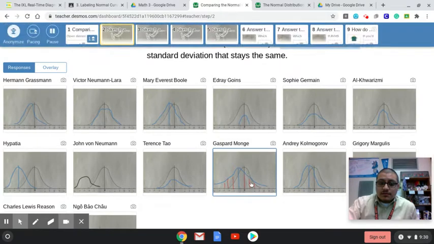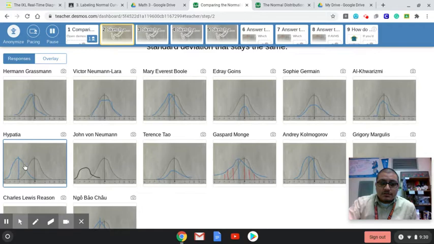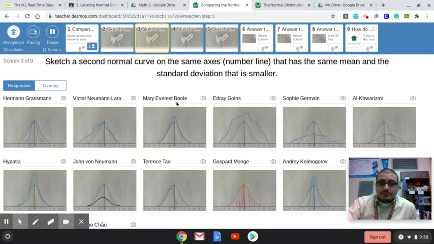This one's correct here, shifted to the left, same exact wideness. This one's a good one, shifted to the left, the same wideness as this one. Let's look at this one. This has the same mean and the standard deviation is smaller.